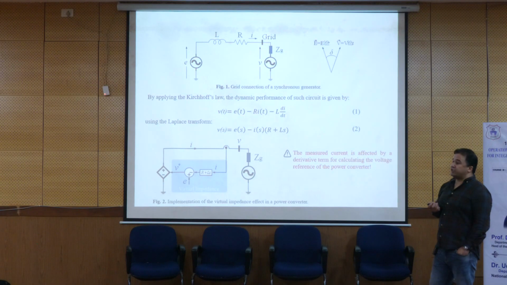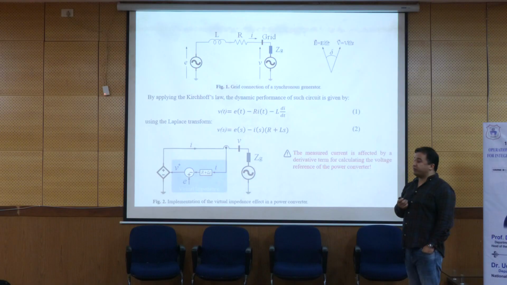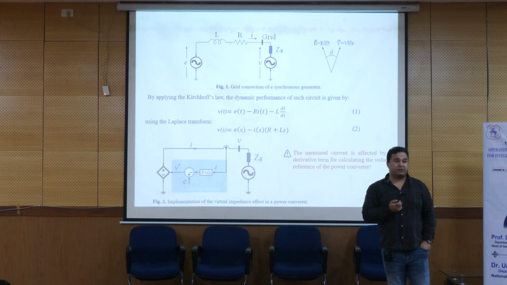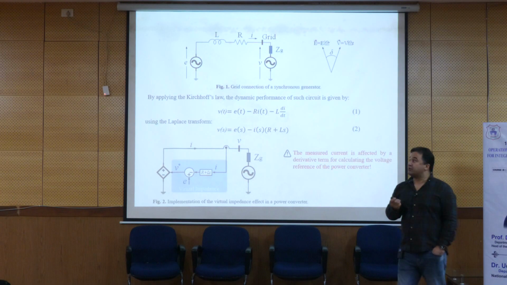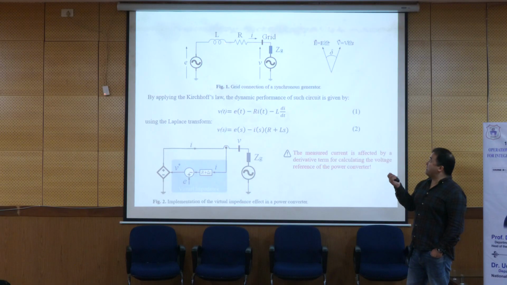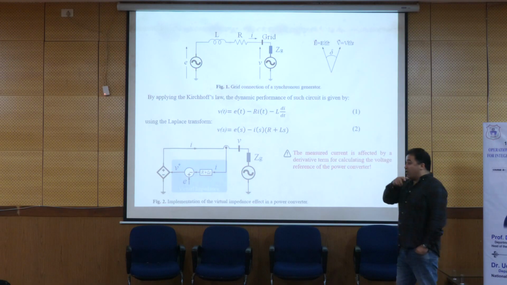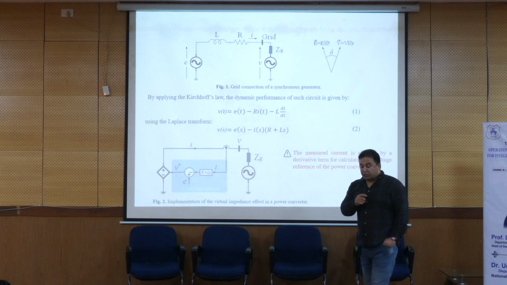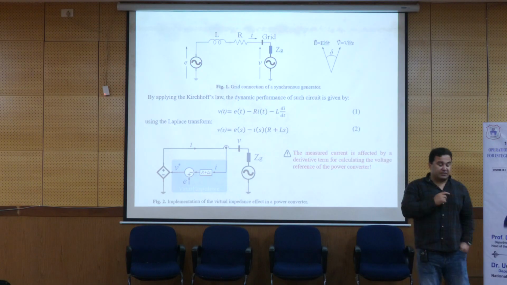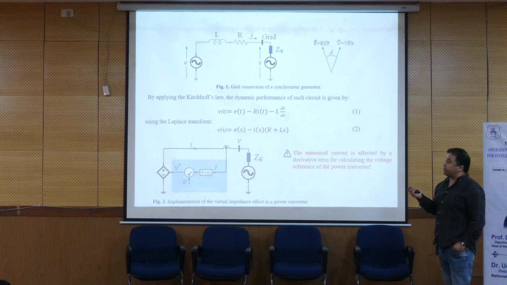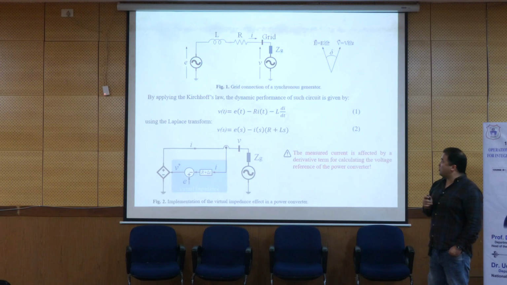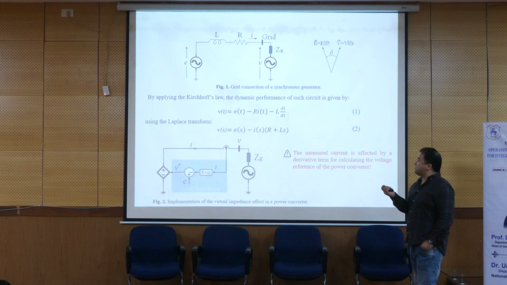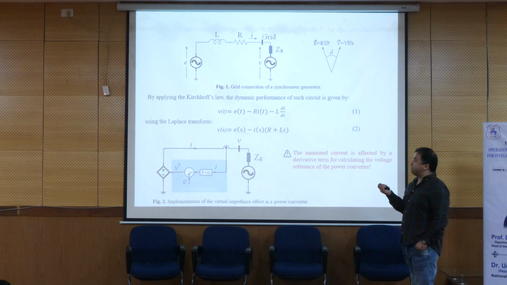Ri minus L di/dt. This is a dynamic model of the system. Is it clear? You want me to calculate it? Minus E plus L di/dt plus Ri plus V is equal to 0. So V can be calculated by this. So using the Laplace transform, Vs equals Es minus Is times (R plus Ls).